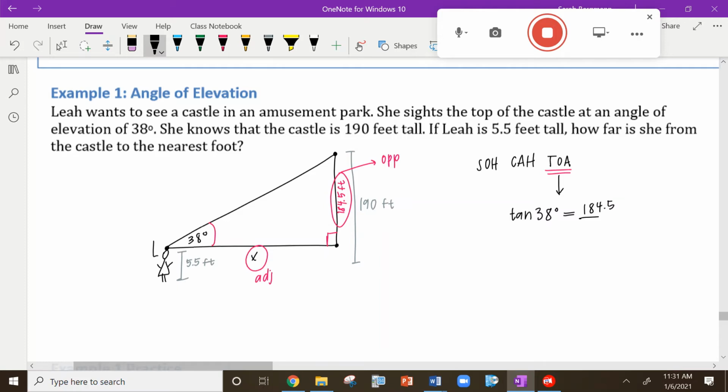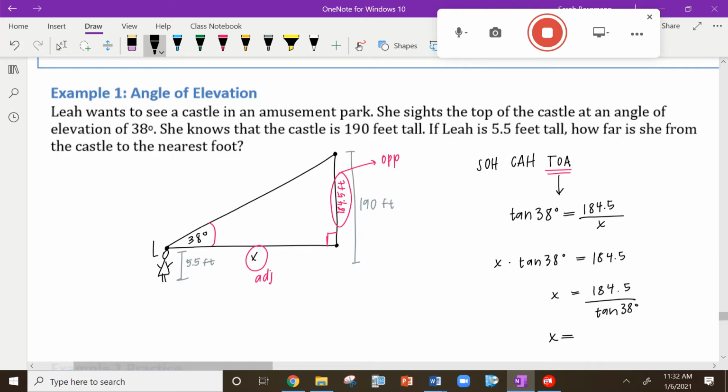184.5 over x. Now to solve this for x, I'll first multiply by x on both sides. Next, divide both sides by tangent of 38 degrees. And now I have x by itself. What I need to do to solve this is to plug in 184.5 divided by tangent of 38 degrees in my calculator.